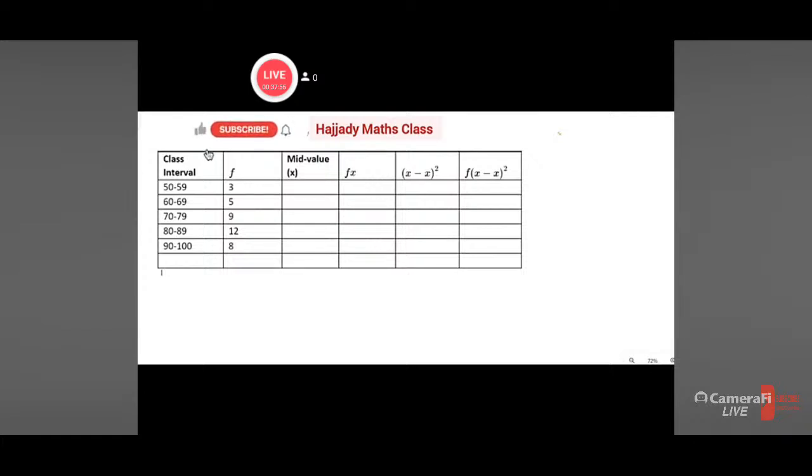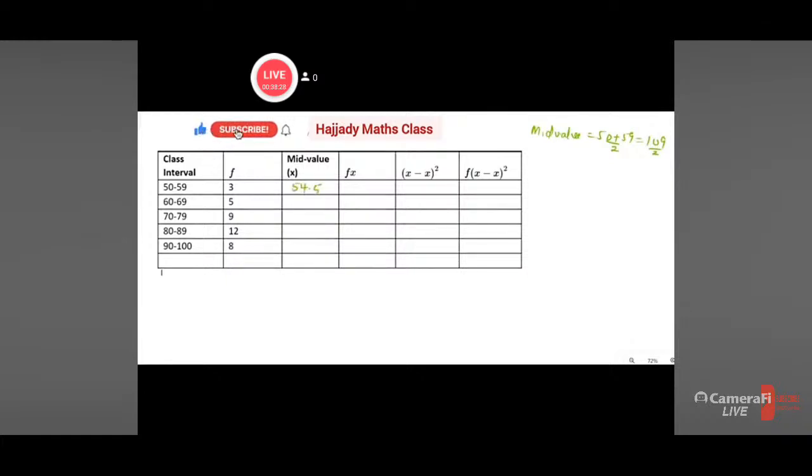So the first thing we need to do is to get the middle value. For us to get the middle value, since our class interval is 50 to 59, we can say that our mid value will be equal to the average of the two. That is, we have 50 plus 59 over 2. And 50 plus 59 is going to give us 109 over 2, which is the same thing as saying 54.5. So our mid value here is going to be 54.5.